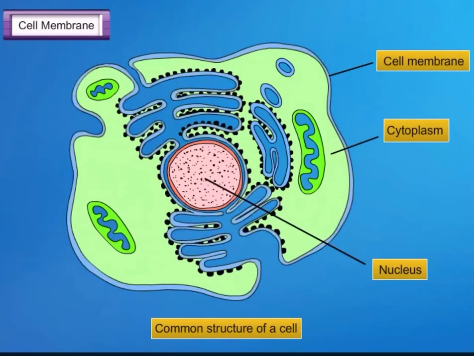Cell membrane. Cell membrane is also called plasma membrane. It forms the outer boundary of the cell. It is a thin, delicate membrane. Cell membrane gives shape and size to the cell. It allows only certain selected substances to enter or leave the cell. The cell membrane separates cells from one another and also from the surrounding medium.